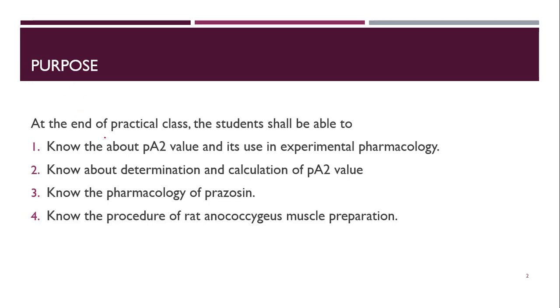is pA2 value, then its use in experimental pharmacology. Then know about determination and calculation of pA2 value. Then know the pharmacology of the drug, that is prazosin. This we have already seen: what prazosin does, in which condition it is being used, and to which class it belongs to. Then know the procedure of rat anococcygeus muscle preparation.